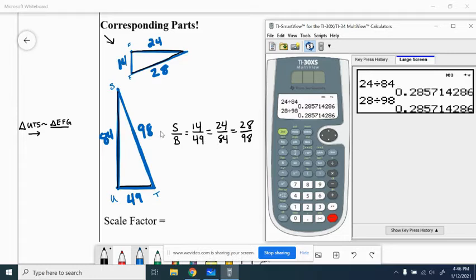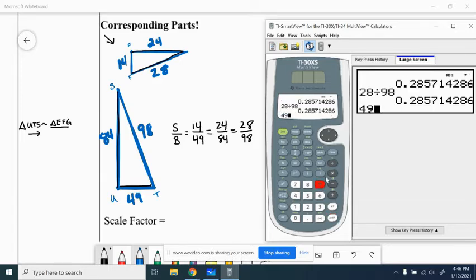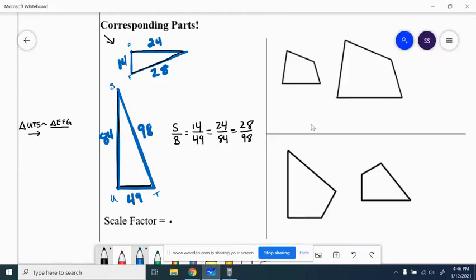They're being increased by the same thing, increased or decreased. Okay, if we went the other way around, let's just take the first one here. If we did 49 divided by 14, that would be like thinking about going from the small triangle to the large triangle. So either one works here. So our scale factor could be either 0.286, we'll round, or it could be 3.5, depending on if you're going from the large to the small or the small to the large.